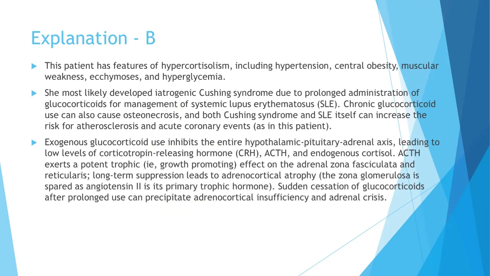This patient has features of hypercortisolism, including hypertension, central obesity, muscular weakness, ecchymosis, and hyperglycemia. She most likely developed iatrogenic Cushing syndrome due to the prolonged administration of glucocorticoids for the management of SLE. Chronic glucocorticoid use can also cause osteonecrosis, and both Cushing syndrome and SLE itself can increase the risk of atherosclerosis and acute coronary events, as in this patient.